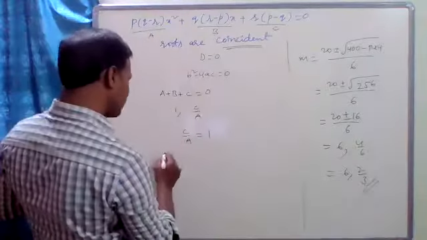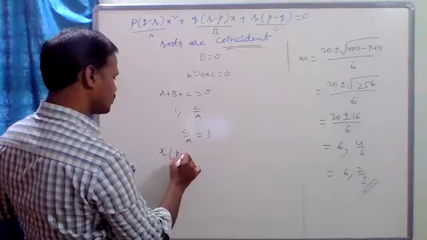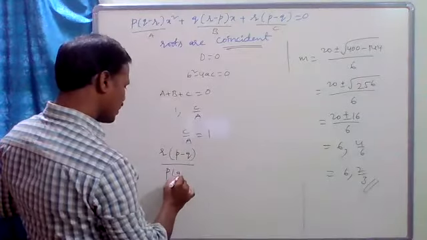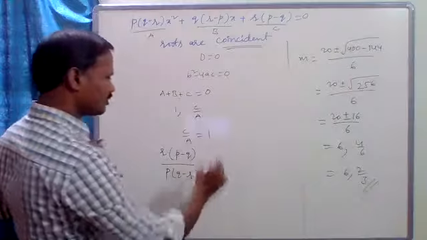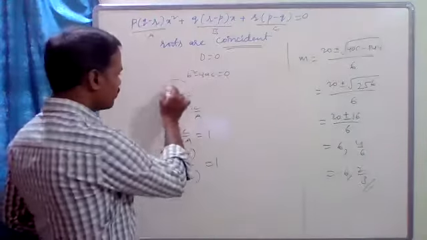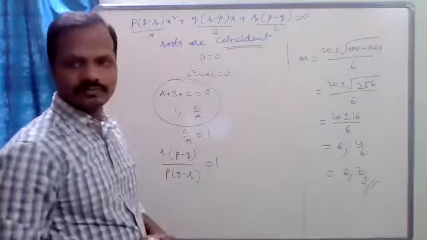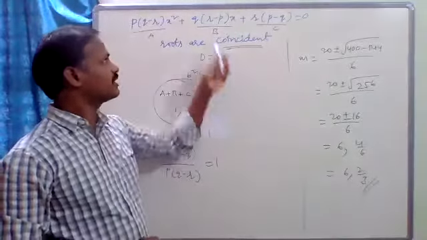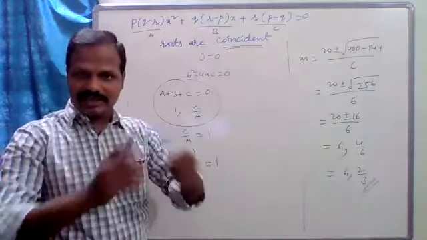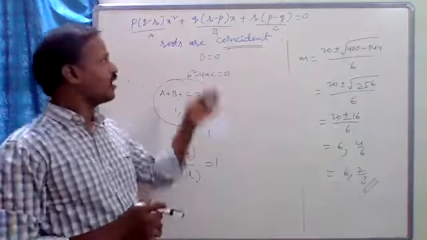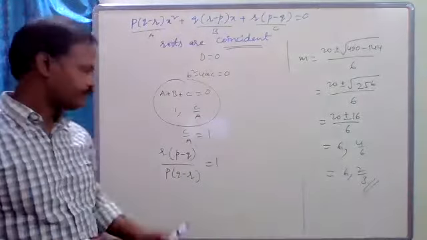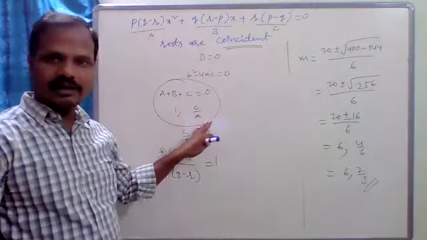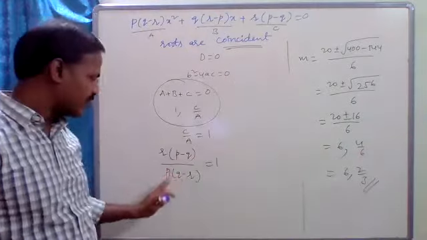What is c? c means r into (p minus q), and a is p into (q minus r), equal to 1. So this is the main step in this problem. Of course, you will get the answer by applying b square minus 4ac equals 0, but it is a lengthy process. You have to observe the coefficients here. The roots are 1 and c by a, and since roots are equal, c by a equals 1.